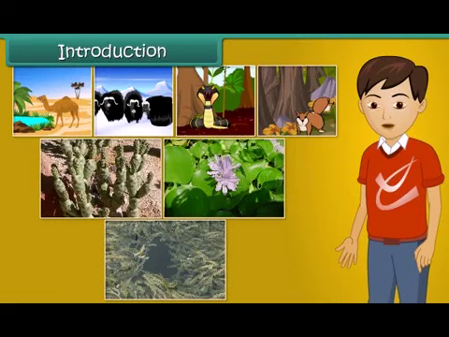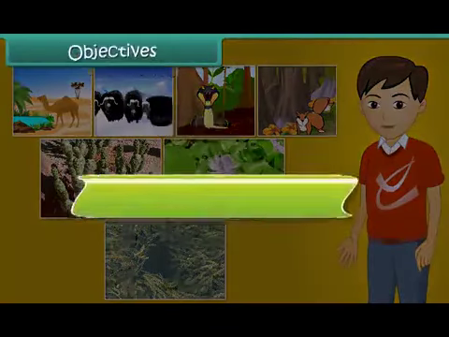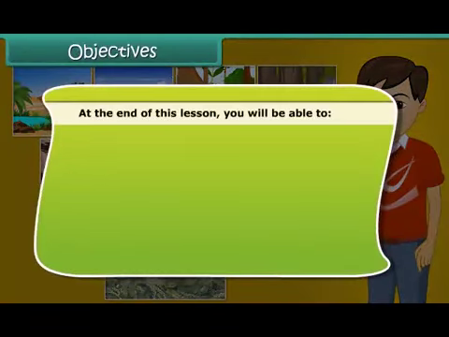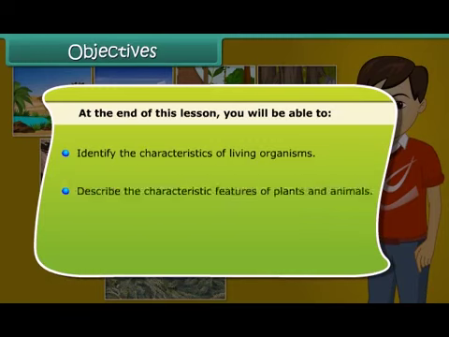Let us learn more about the living organisms and their surroundings. Objectives. At the end of this lesson, you'll be able to identify the characteristics of living organisms, describe the characteristic features of plants and animals.